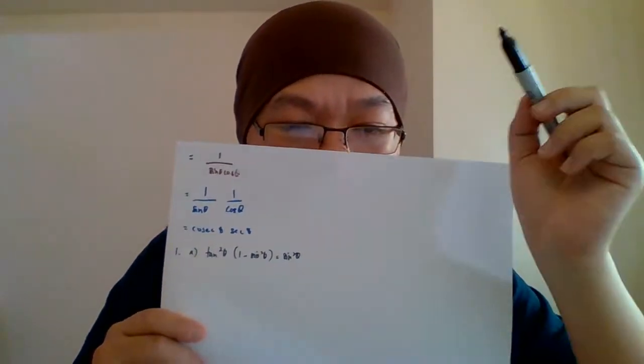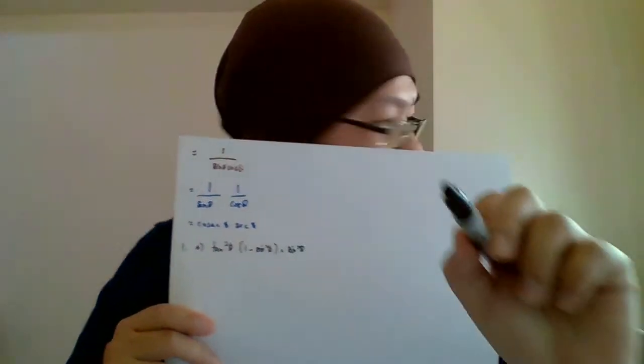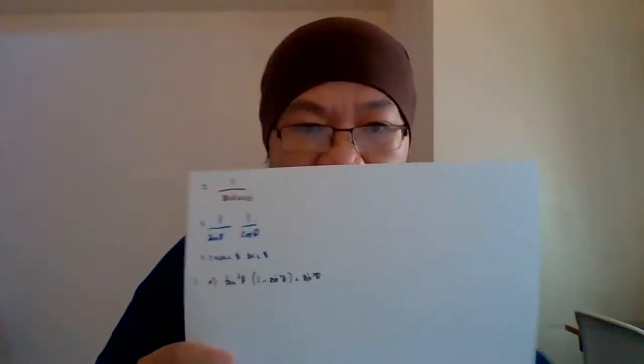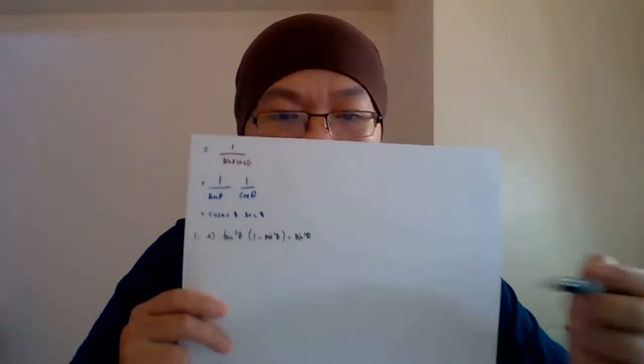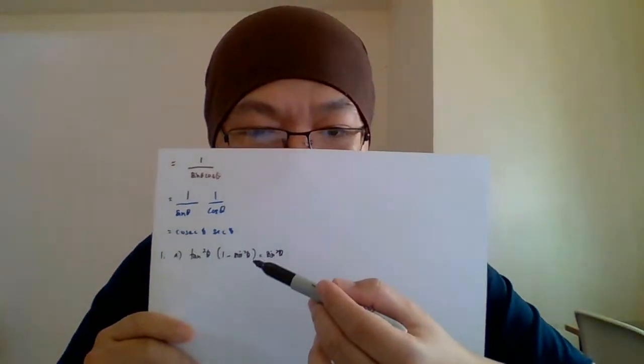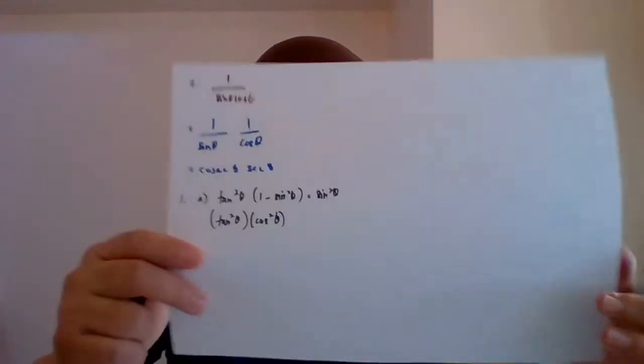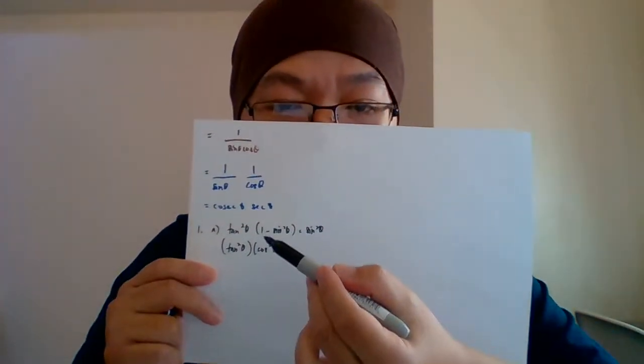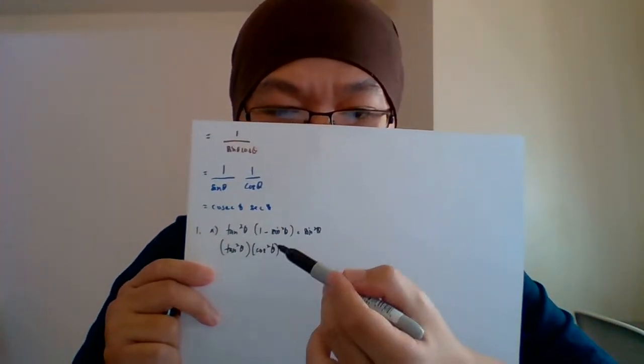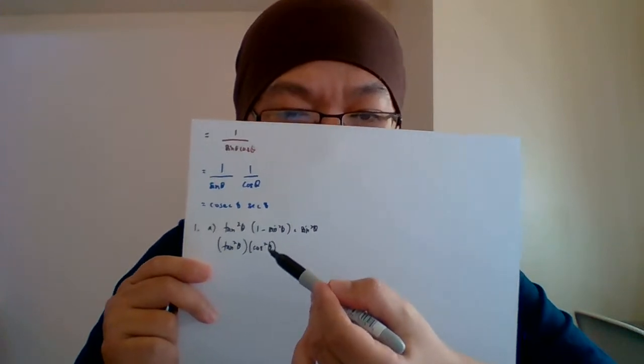The first identity, sine squared theta plus cos squared theta equals 1. So 1 minus sine squared theta actually equals cos squared theta. So that is how you apply the identities. Alright, so what will it become? Tangent squared theta times cos squared theta. See? From the bracket 1 minus sine squared theta, we simplify, and it becomes cos squared theta.